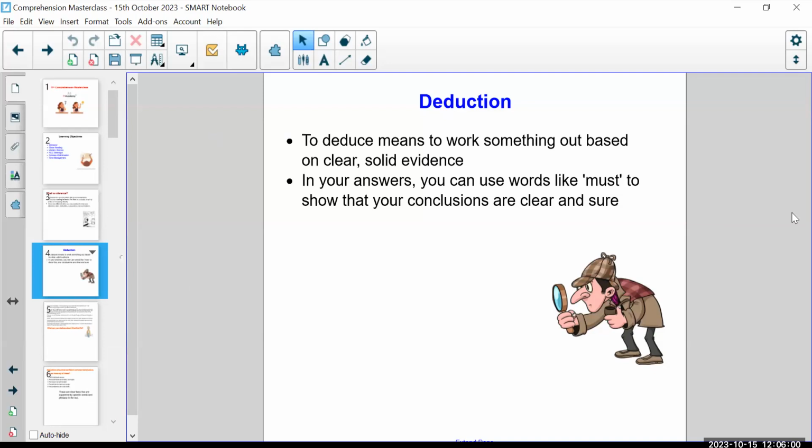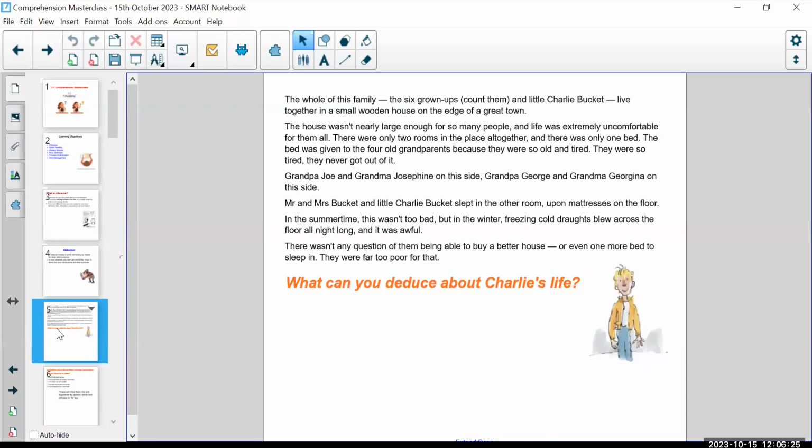It is very clear. So you might find that if a question is involving deduction, you will be answering something like, this must be, or it must be this, because it's a very clear and sure statement that you're making. So in this, we're going to practice deduction with a little passage that I've got from Charlie and the Chocolate Factory, which I'm sure you're all familiar with.